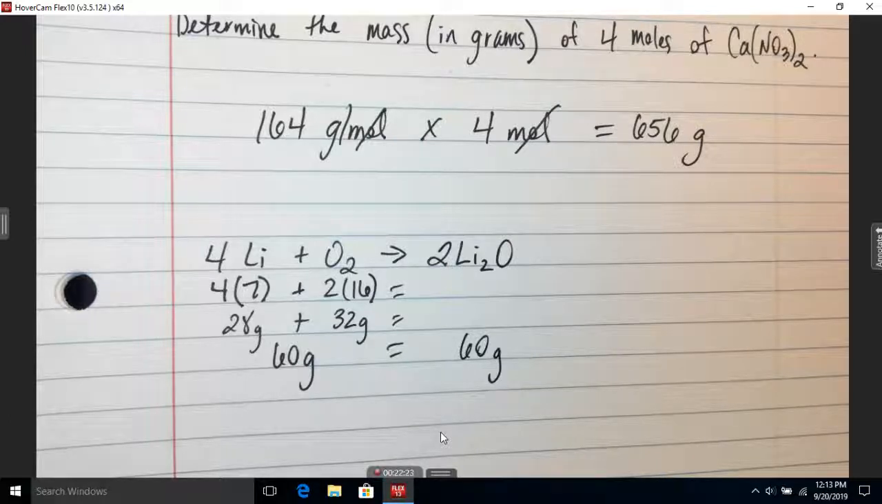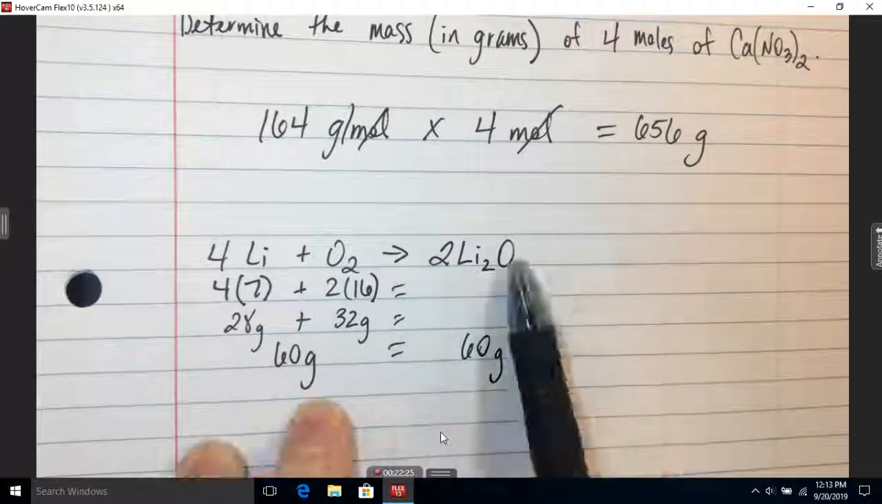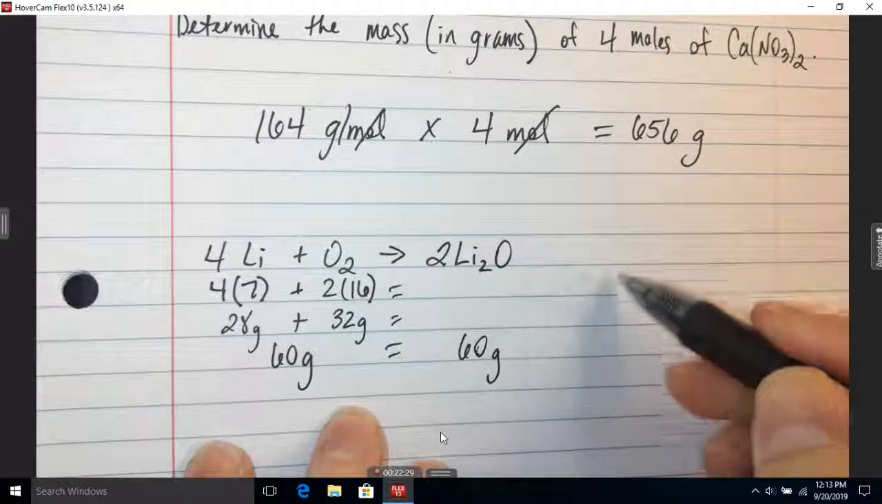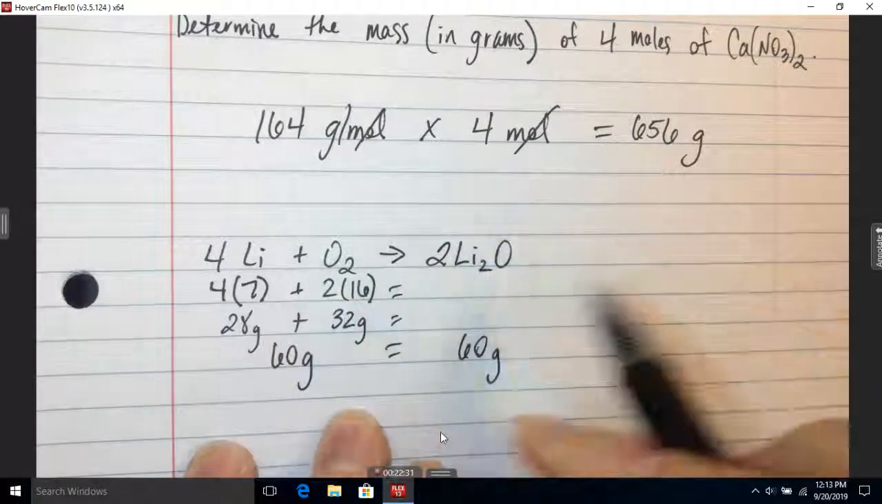So if I give you an equation on this, you better make sure it's balanced first. So put your little star, make sure that's balanced, and then you can work it out.